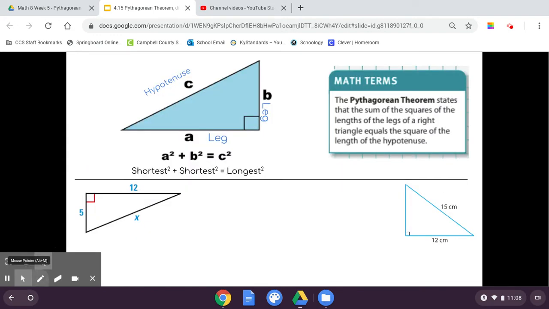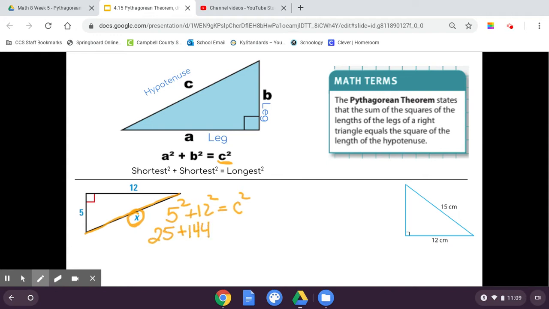All right, so let's start with a quick reminder of what the Pythagorean theorem is. For this first example, we're going to be finding a hypotenuse, which is our C. So we have 5 squared plus 12 squared equals C squared. I realize that it's an X, but it's still our C, our longest side. So 25 plus 144 equals C squared. When we add together 25 plus 144, you get 169 is equal to C squared. Take the square root of both sides, and C is equal to 13. This is our longest side, our hypotenuse.